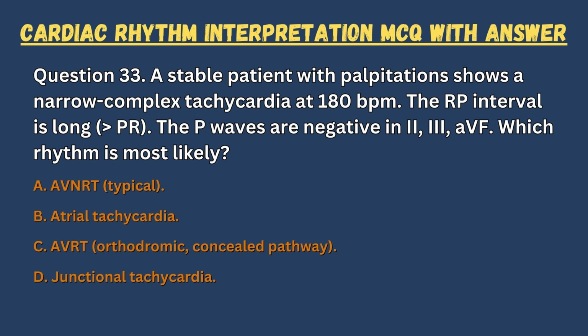The RP interval is long, longer than the PR. The P waves are negative in 2, 3, aVF. Which rhythm is most likely? A. AVNRT typical. B. Atrial tachycardia. C. AVRT orthodromic, concealed pathway. D. Junctional tachycardia.